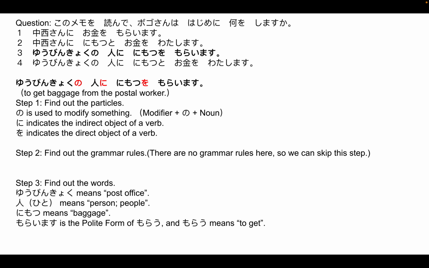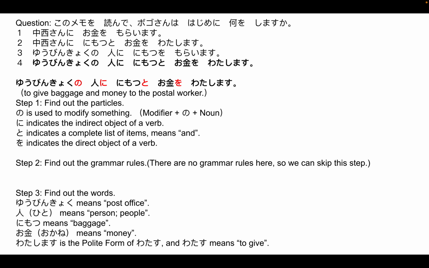郵便局の人に荷物をもらいます。To get baggage from the postal worker. No is used to modify something. Ni indicates the indirect object of a verb. Wo indicates the direct object of a verb. Let's see step 3. 郵便局 means post office. Hito means person, people. Nimotsu means baggage. Moraimasu is a polite form of morau, and morau means to get.